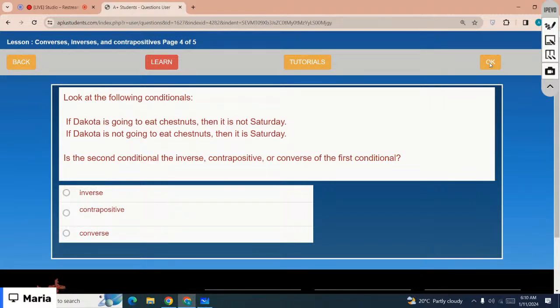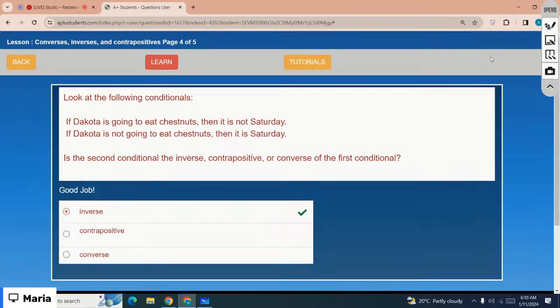Look at the following conditional. If Dakota is going to eat chestnuts, then it is not Saturday. If Dakota is not going to eat chestnuts, then it is Saturday. Is the second conditional the inverse, contrapositive, or converse of the first one? Which is the correct option? That is the inverse of the first one.